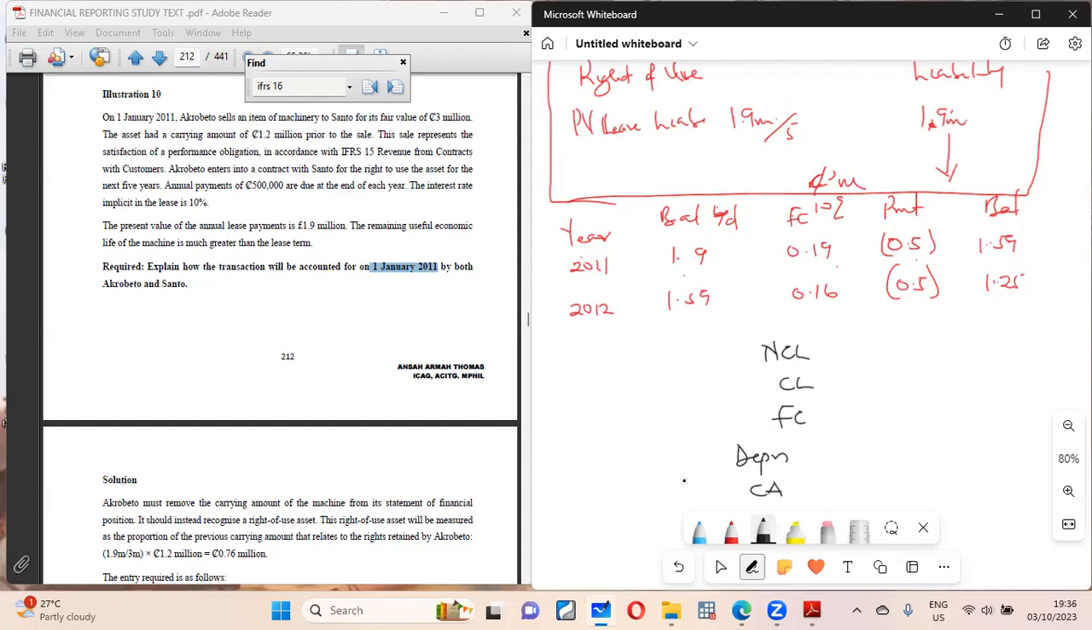Yes. Oh, please, the figures. Okay, the depreciation is 0.38. The current amount is 1.52. Then the finance cost is 0.19.